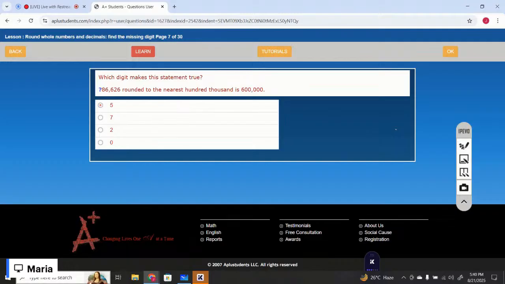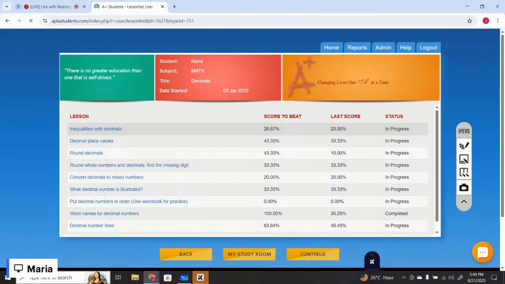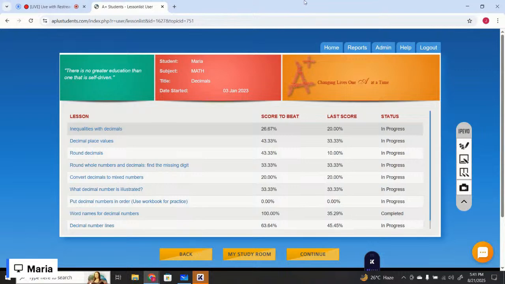Okay, you can complete the lesson by yourself later today. So we were working on grade 6 math. The chapter we were working on is decimals. The lessons we have covered today are inequalities with decimals, test place value, round decimals, and round whole numbers and decimals, find the missing digit. So please make sure before the next session you complete all the practice questions for the lessons you just did. That is your homework until the next session.